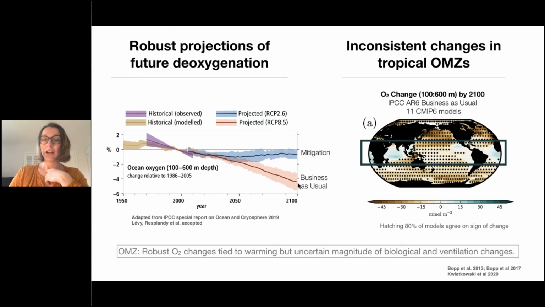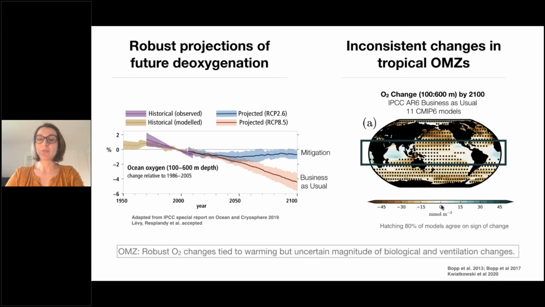Now, however, if you look at the map of the change by 2100 in one of those business-as-usual model simulations, you see where it's stippled, it means that the models agree on the sign of change. They agree on oxygen loss, in brown, in mid and high latitudes, but in the oxygen minimum zones here, no stippling, which means they don't agree on the sign of change. And this is a result from the latest generation of models, which came out in 2020.